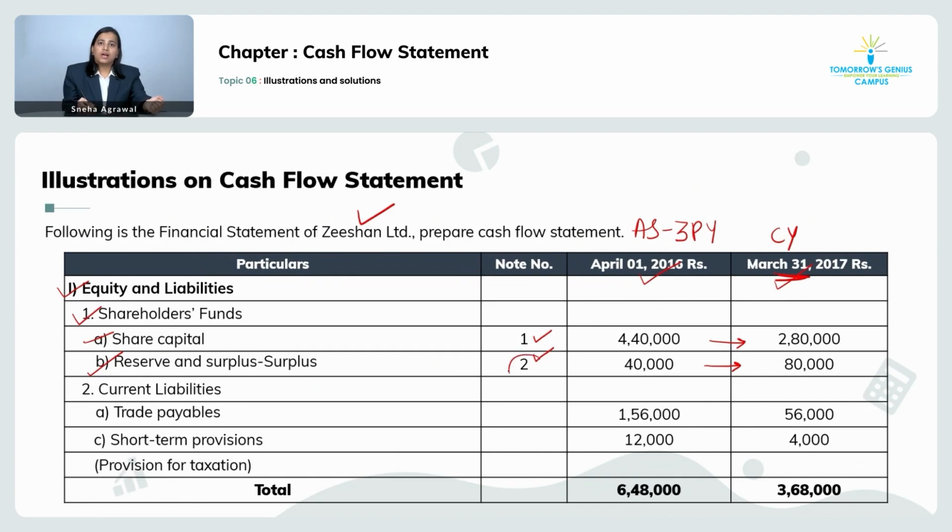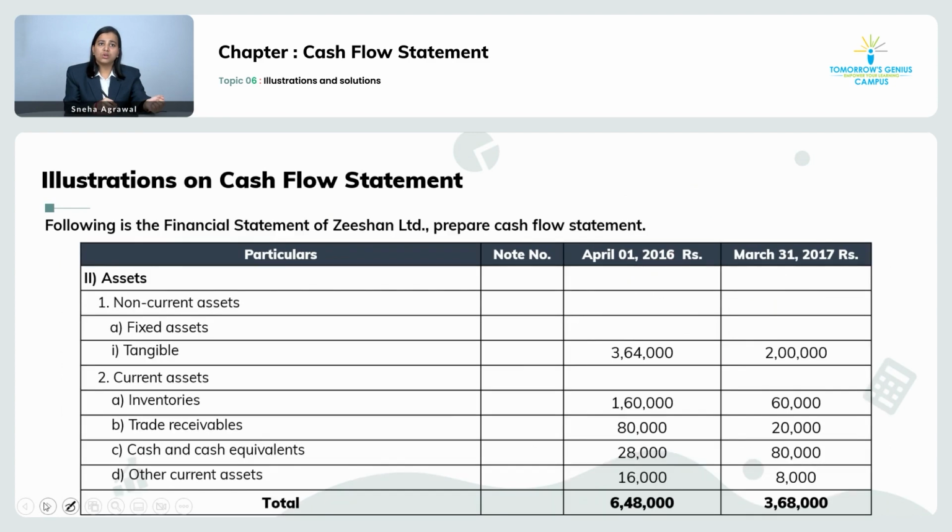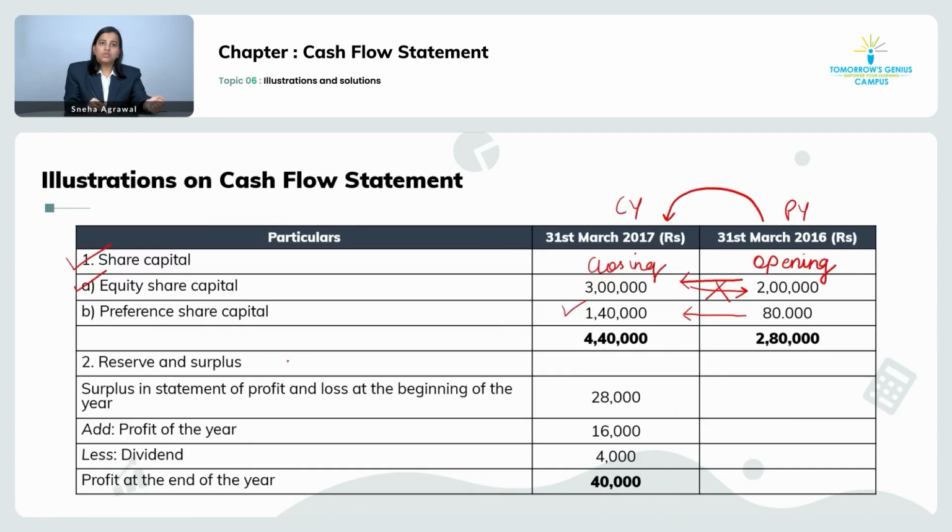Reserves and surplus, and again a note number is given, note number 2. So we can't make a judgment, we have to check what is given under note number 2. Reserves and surplus. In the heading they are writing surplus in the statement of profit and loss at the beginning of the year. This is my opening profit and loss balance, the profit and loss balance of last year. It is the profit I earned in the previous financial year. Then we add the profit which we have earned in the current financial year. Dividends are given and you finally get the profit to be shown in your balance sheet.